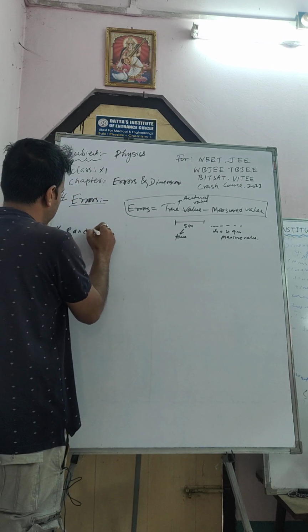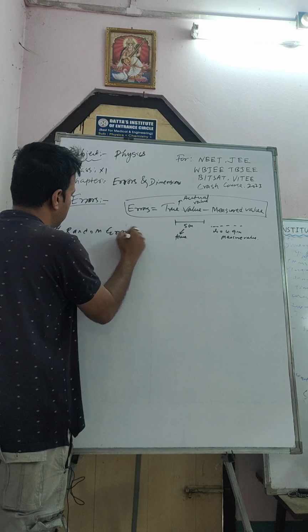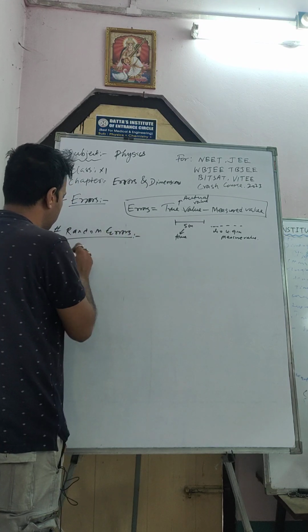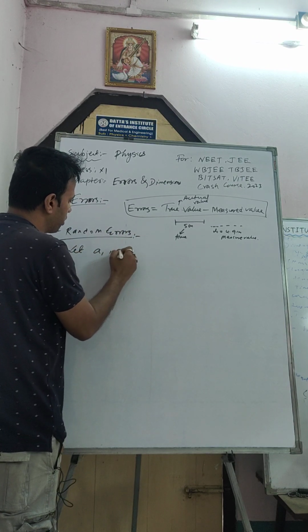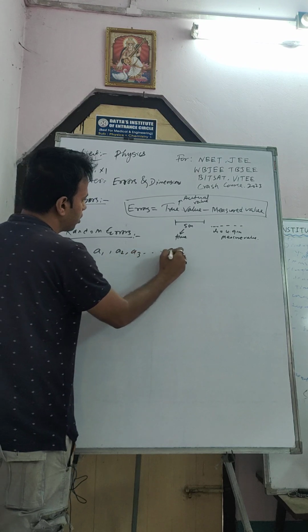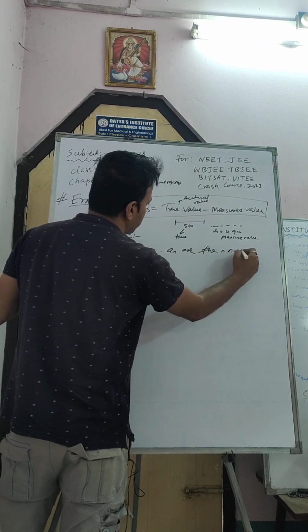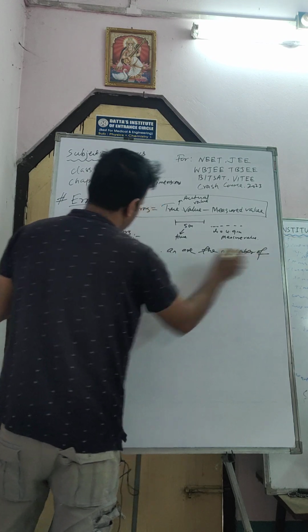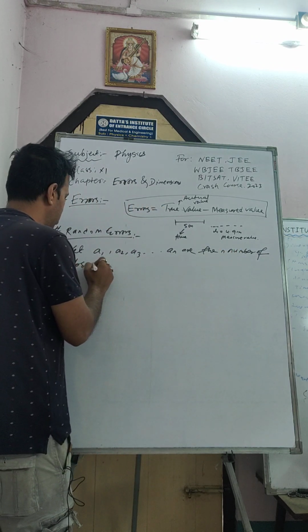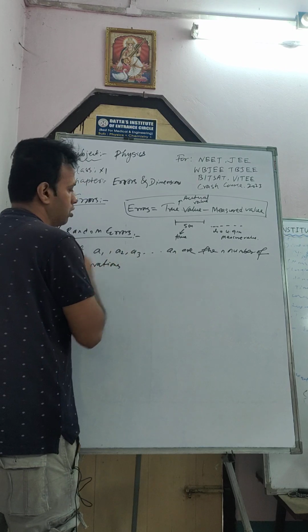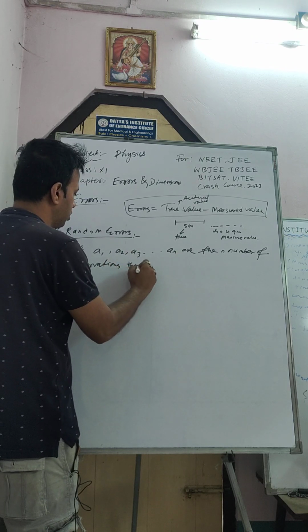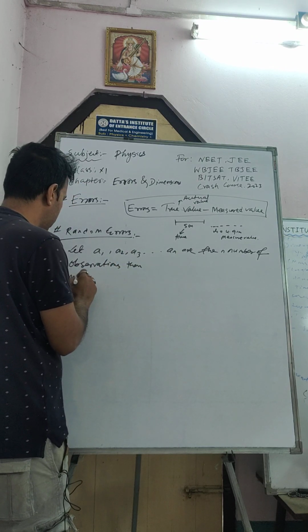So random errors. First, consider a1, a2, a3, up to an are the n number of observations. Okay, then its mean error.